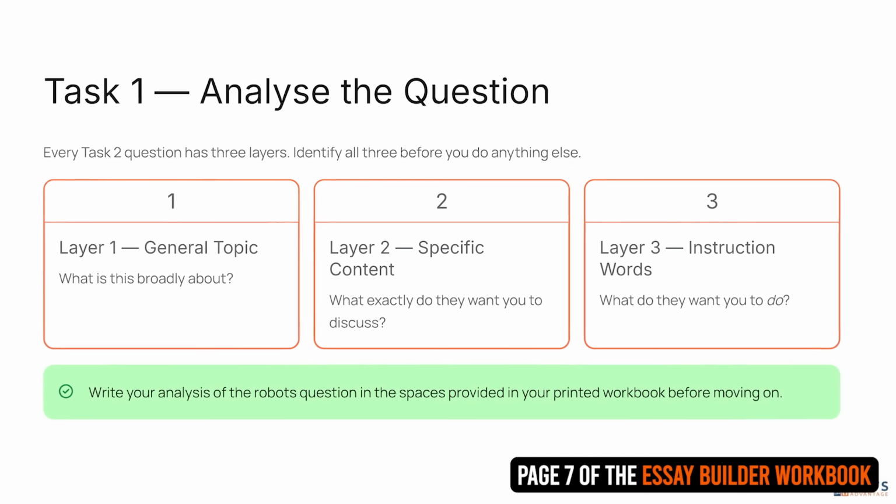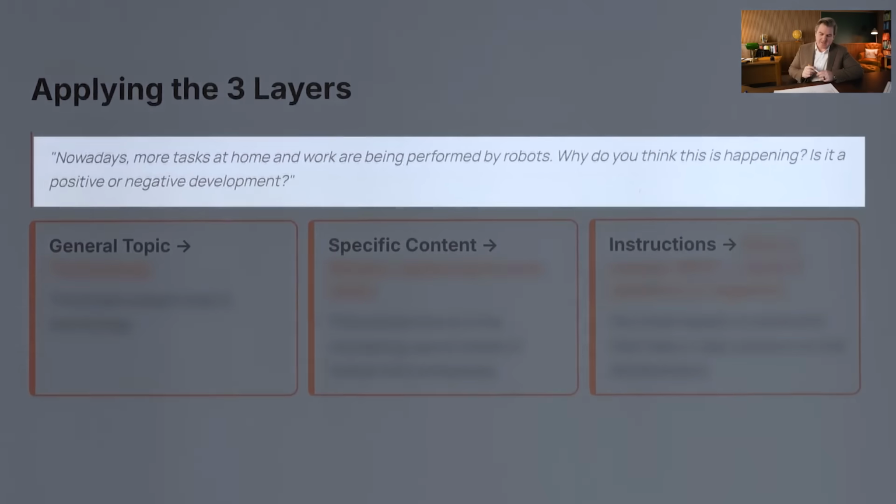First task is to analyze the question. Okay, so let's look at the sample question. Nowadays, more tasks at home and work are being performed by robots. Why do you think this is happening?